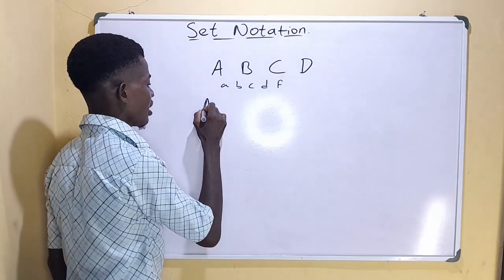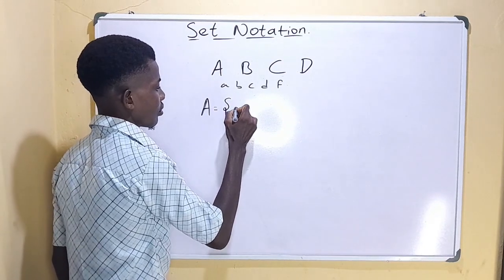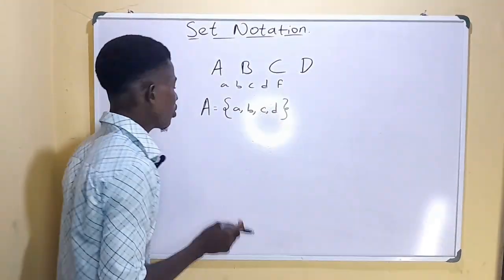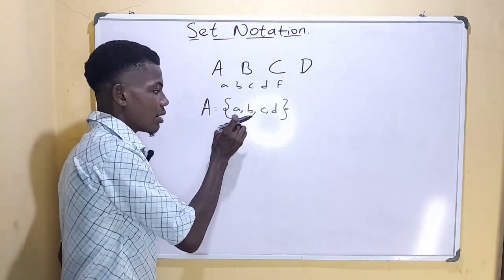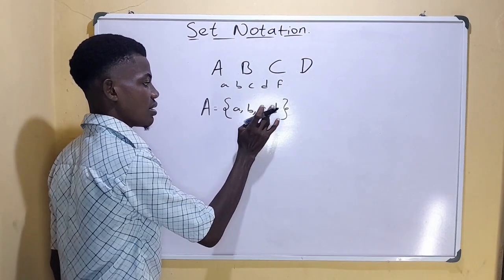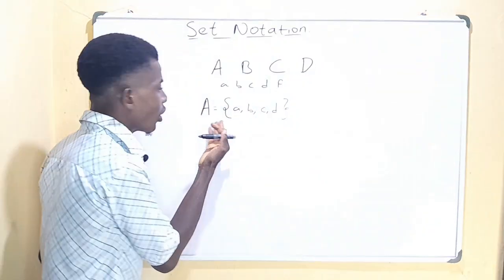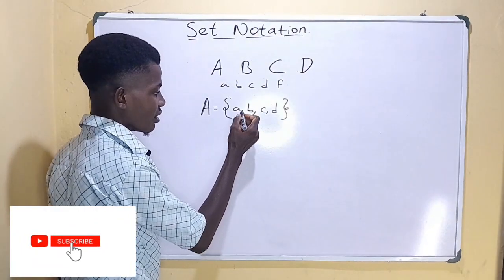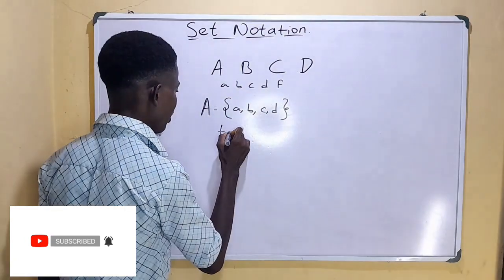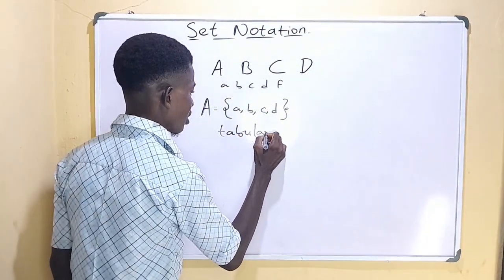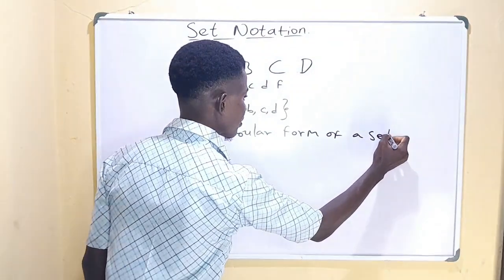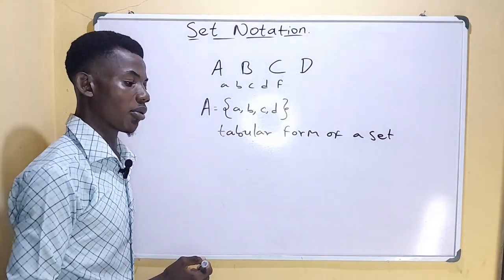A particular set is defined by listing its members. For example, we can say set A having a, b, c, and d as its elements. So this particular set A is defined by listing all its members. The members of this set A are a, b, c, d. This form of a set where the elements are separated by commas is called the tabular form of a set.